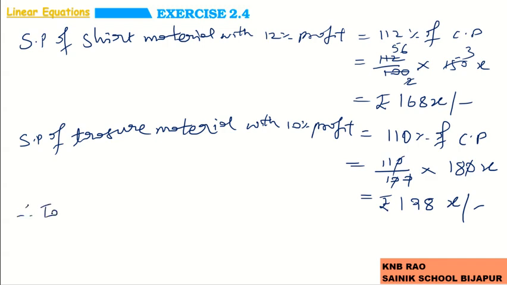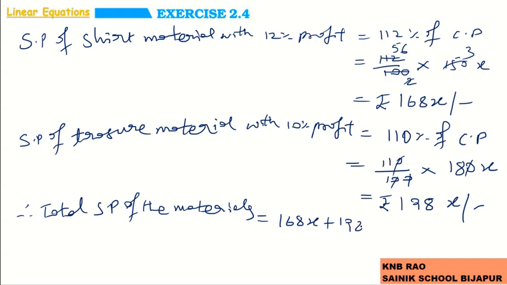Therefore, total selling price of the materials equals 168x plus 198x, but it is given that 36,600, where this sum is 366x. Therefore, x equals 100.